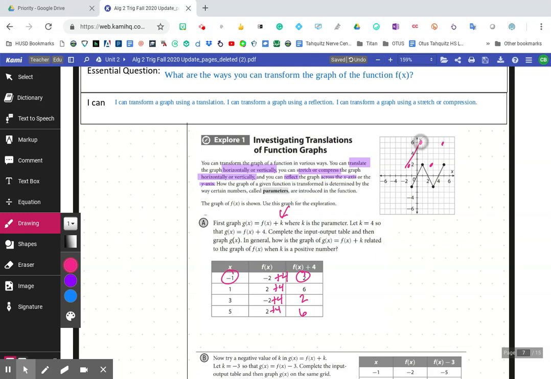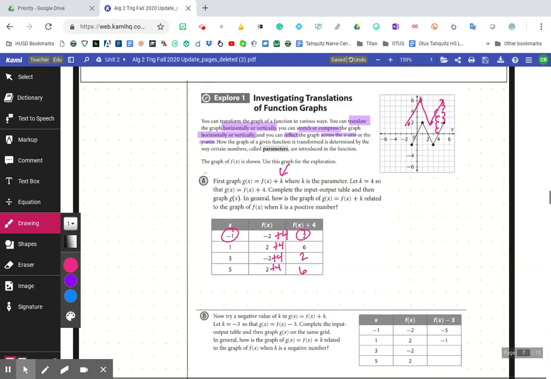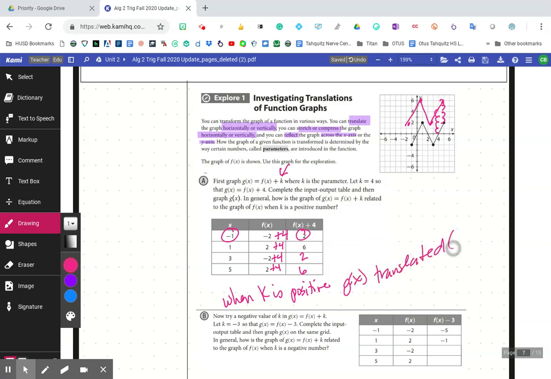And then if I connected those dots, you'll notice that basically it went up that many units, right? If I look at this, 1, 2, 3, 4, I could be at any point on the graph, 1, 2, 3, 4. And we know that the graph shifted up or translated up 4 units. So we could say when k is positive, g of x translated, and you might want to put, because this is your notes, or shifted. Shifted is another good word. Up 4 units.